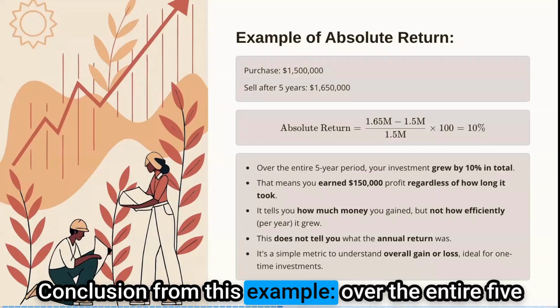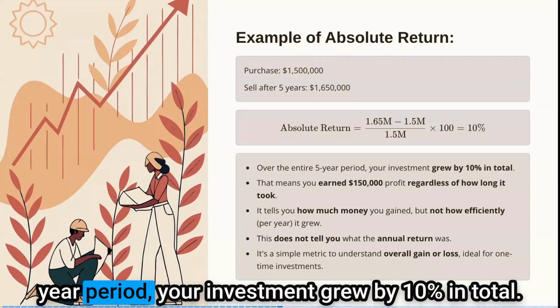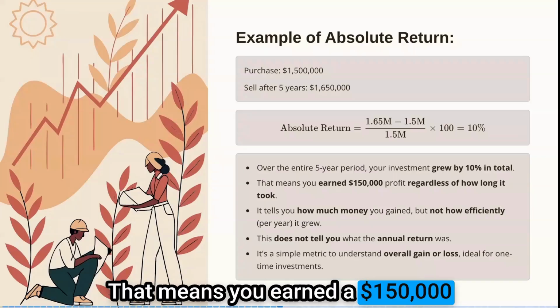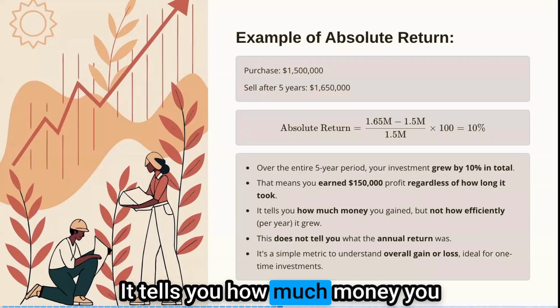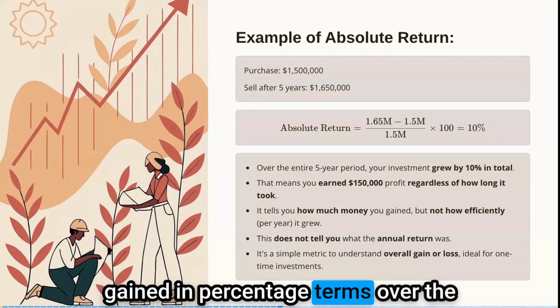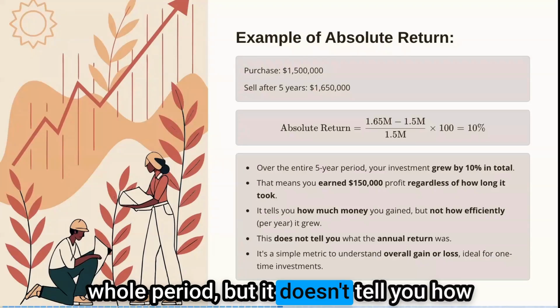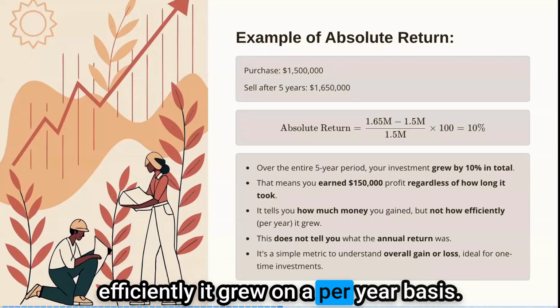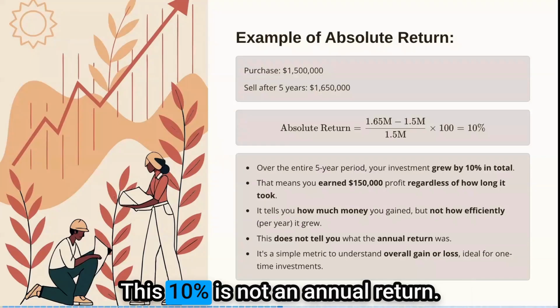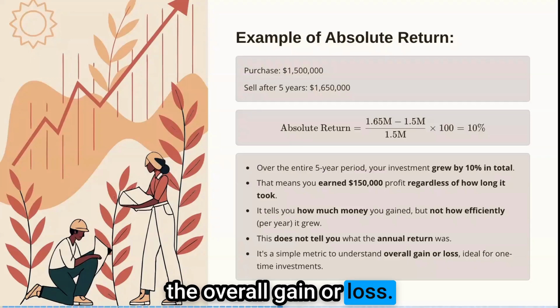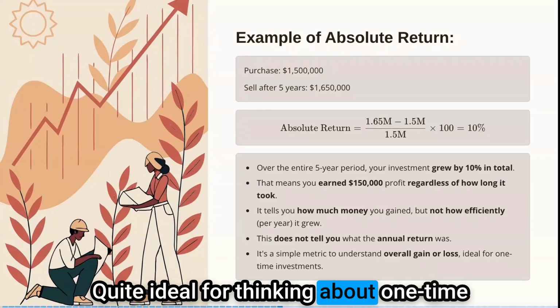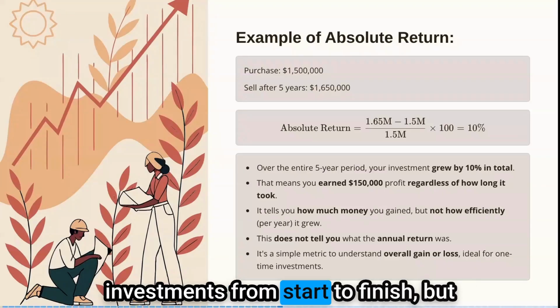Conclusion from this example. Over the entire 5-year period, your investment grew by 10% in total. That means you earned a $150,000 profit, regardless of how long it took. It tells you how much money you gained in percentage terms over the whole period, but it doesn't tell you how efficiently it grew on a per-year basis. This 10% is not an annual return. It's a simple metric to understand the overall gain or loss, quite ideal for thinking about one-time investments from start to finish.